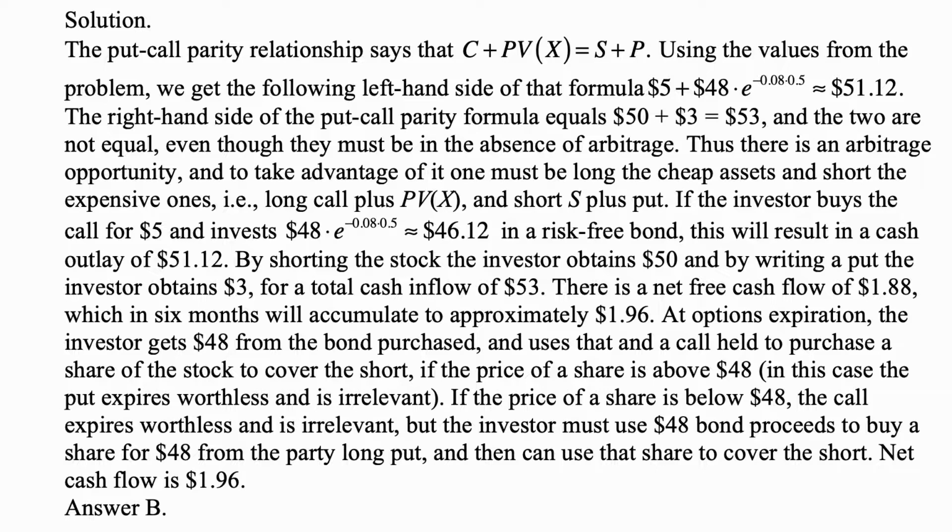At options expiration, the investor gets 48 from the bond purchased and uses that and the call held to purchase a share of the stock to cover the short if the price of a share is above $48. In this case, the put expires worthless and is irrelevant. If the price of a share is below $48, the call expires worthless and is irrelevant, but the investor must use the $48 bond proceeds to buy a share for $48 from the party long put, because the investor is short put. So short put means you have an obligation to buy if the put is exercised, and then can use that share to cover the short. And net cash flow is $1.96, which is answer B.